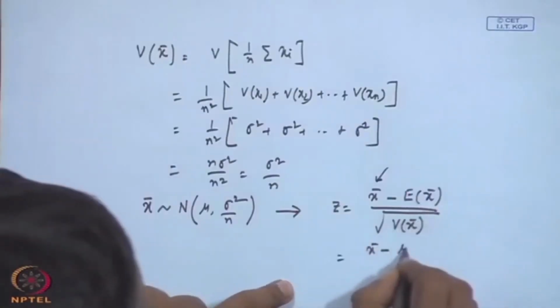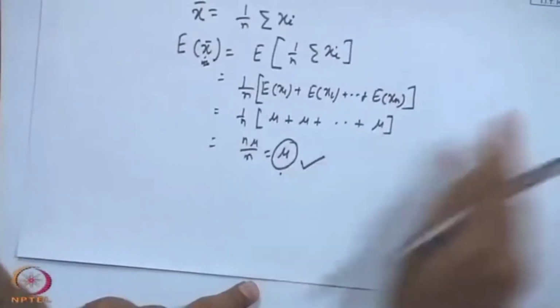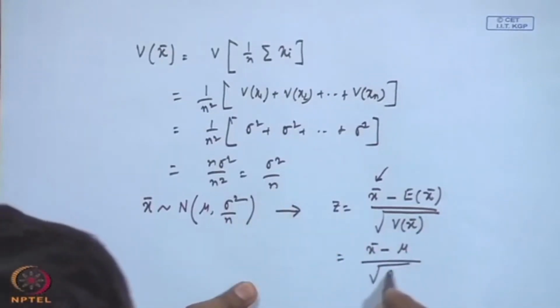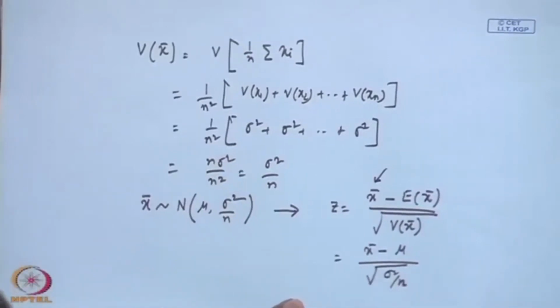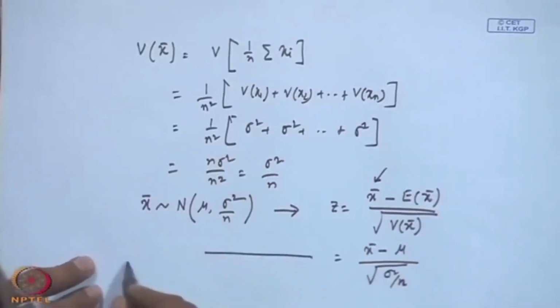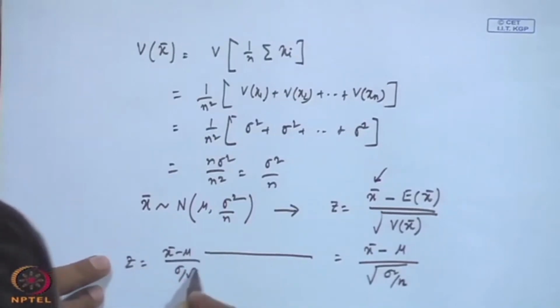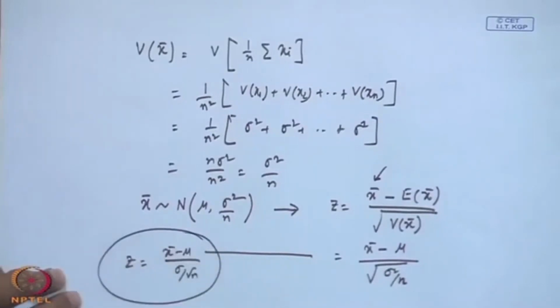So, what is this? X bar minus the expected value of x bar is mu, we have already proved, and the variance is sigma square by n. So, this is the quantity, or the other way I can say, z is x bar minus mu by sigma by root n. So, this will follow the z distribution.